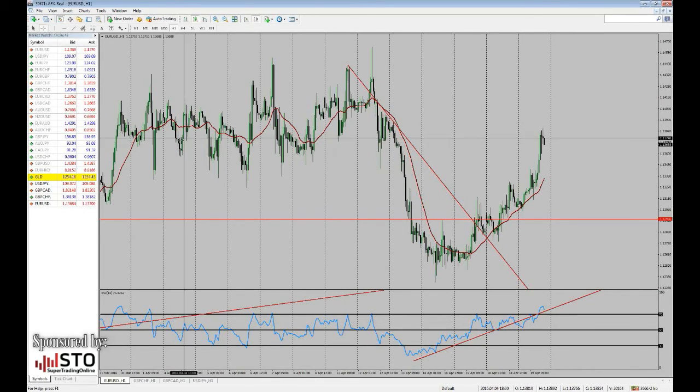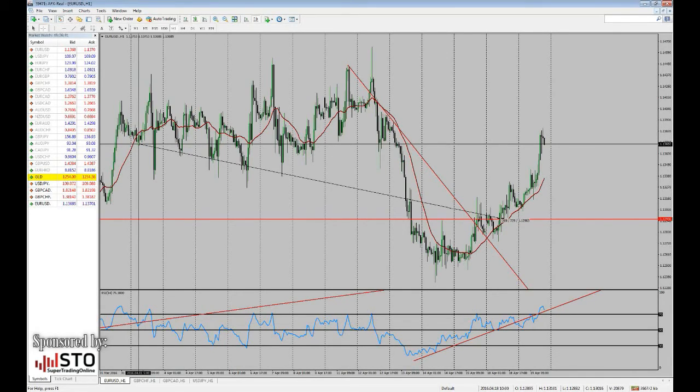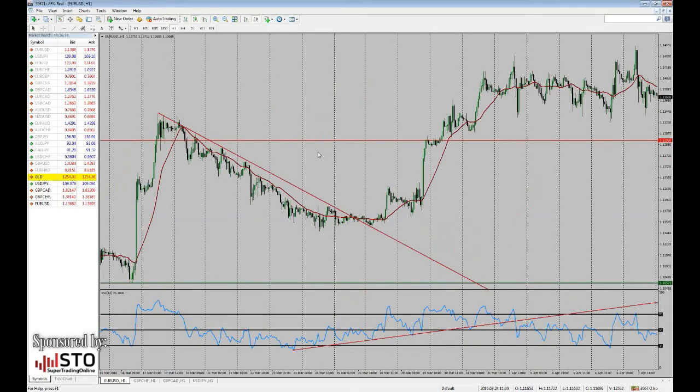Well, there it is. So you should have entered there with 70 pips of take profit, and you would have been done. So this is another example. Let's go back and see one more example.